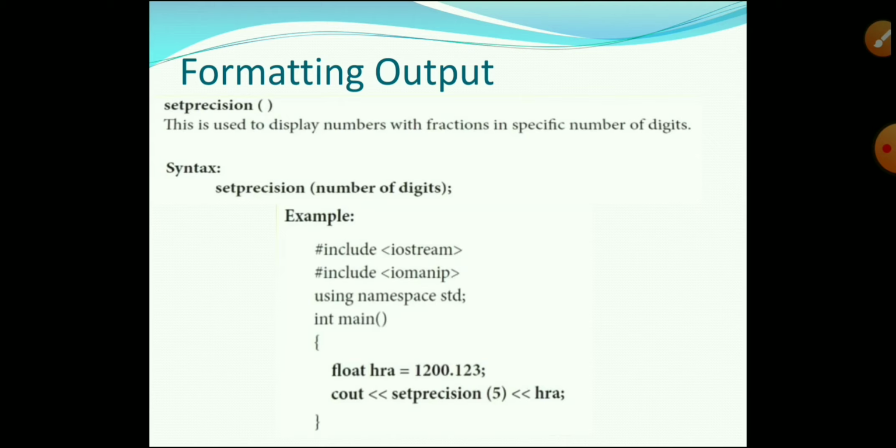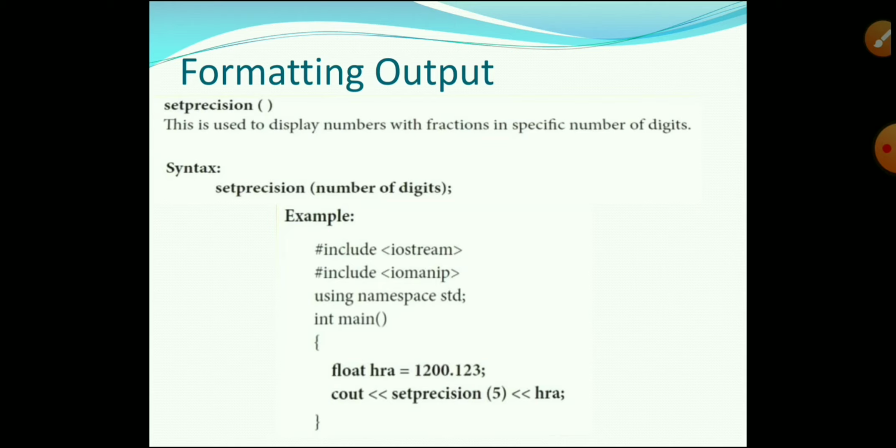See here, the main function. Before that we include iomanip, the input output manipulator. Next, int main function, float HRA, house rent allowance. Float is the data type, the fraction data type. HRA, house rent allowance, equal to 1200.123. That is the value of the HRA variable.